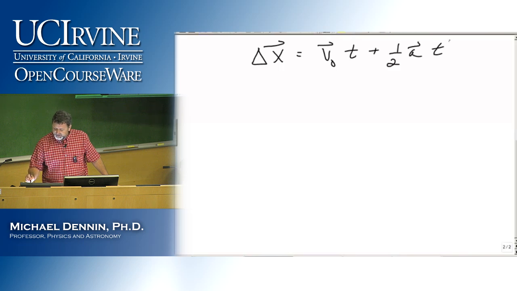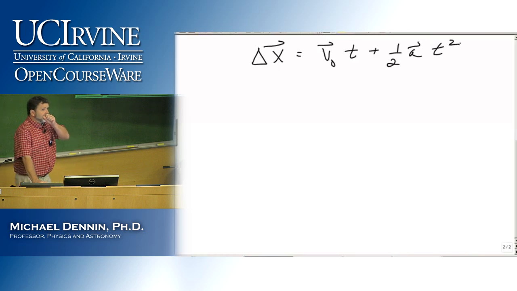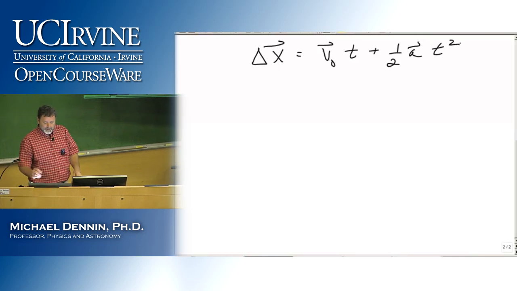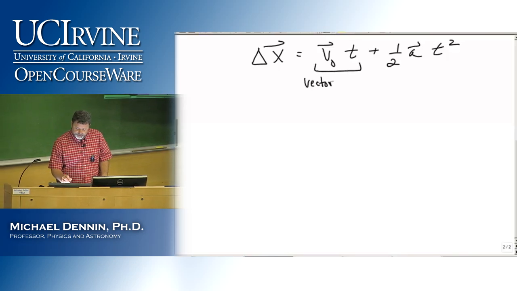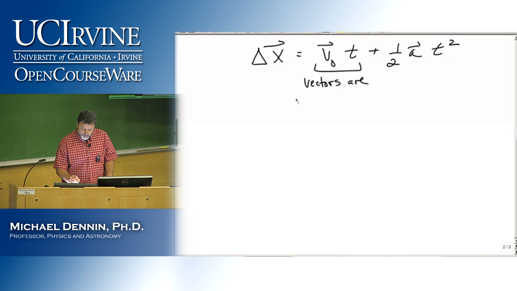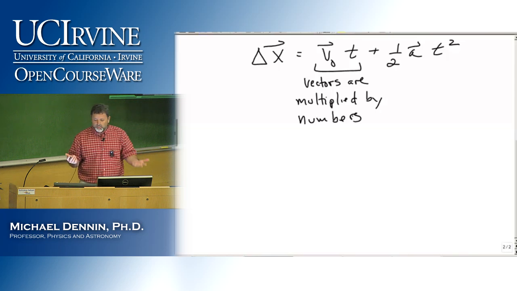At the heart of everything we're dealing with an equation like this. And as I mentioned earlier, this has two pieces to it. One, vectors are multiplied by numbers. So you have to remember what that does.